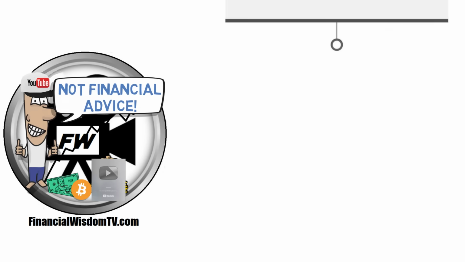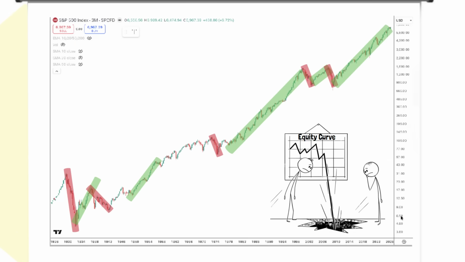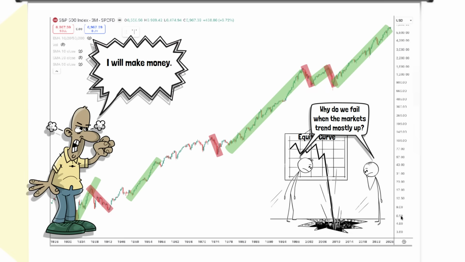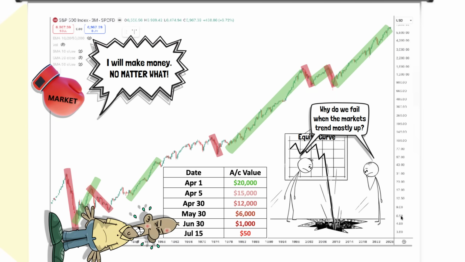If you examine the long-term chart of the S&P 500, you'll notice that it's in an uptrend most of the time. Yet the vast majority of traders fail to benefit from this eternally upward trend. Why? Because they attempt to fight hostile market conditions, allowing their accounts to bleed through 1,000 cuts. They lose both the battle and the war with the market.